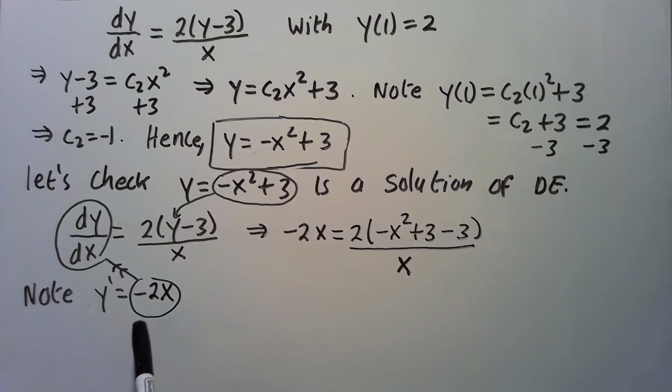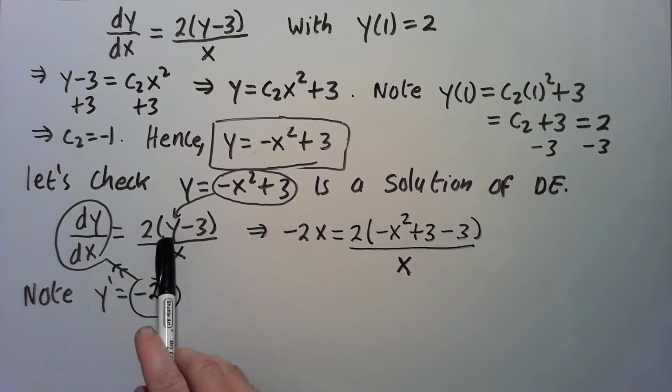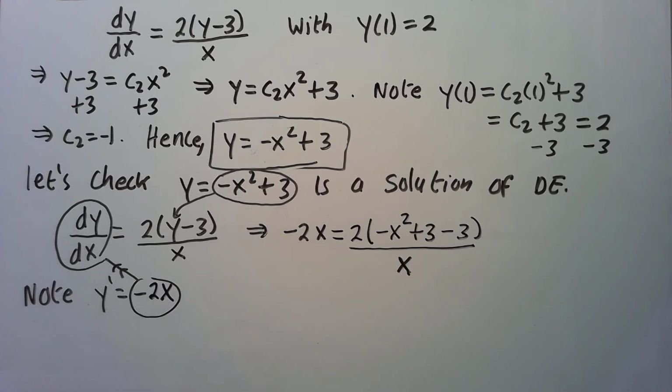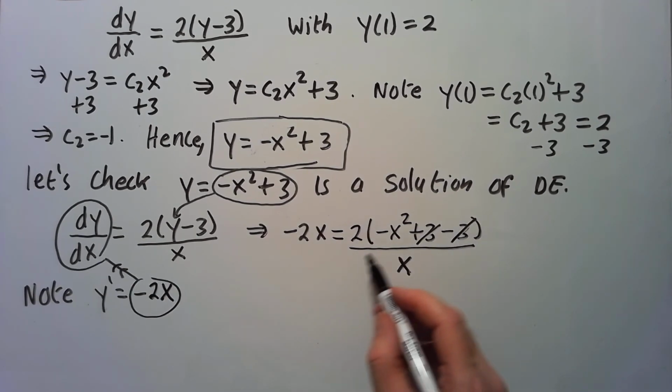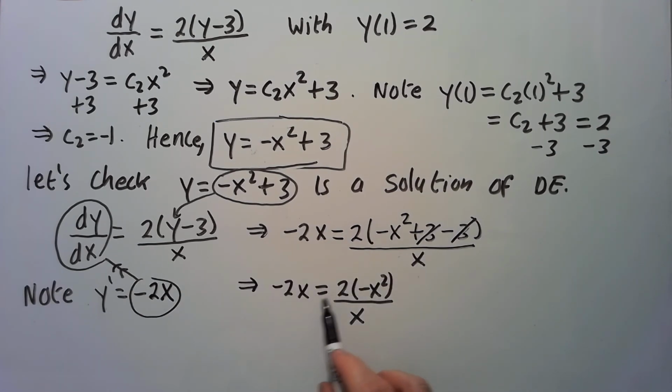Okay, so making the substitution. Put a negative 2x in place of dy/dx here, and in place of y right here, negative x squared plus 3. So doing that over here, the 3's cancel. And then we end up with negative 2x equals 2 times negative x squared over x. And that's just going to be negative 2x equals negative 2x, so it checks out. So we've shown it's a solution.